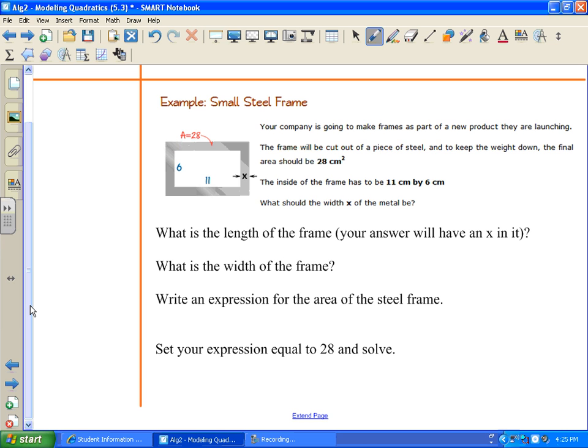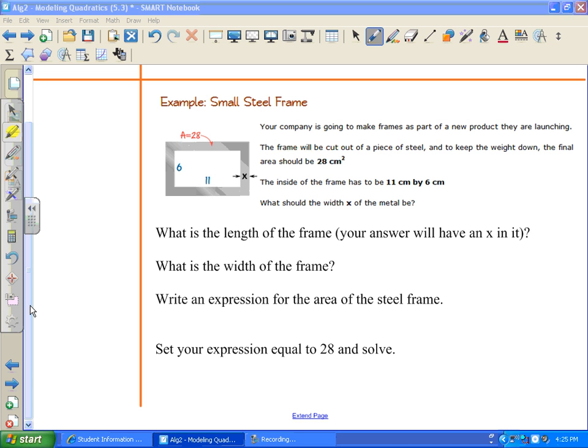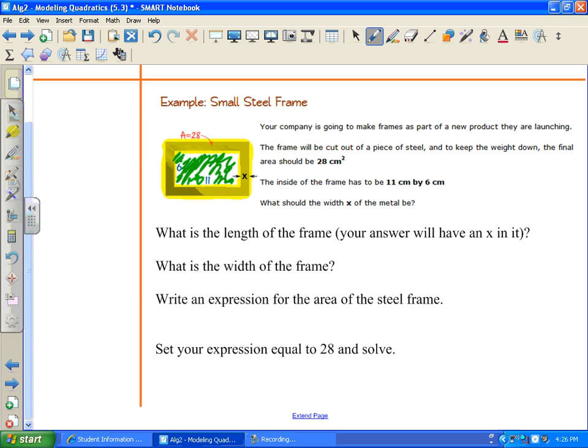That's talking about the area of the frame. It's talking about this right here. That is going to be 28 centimeters. The inside of the frame, whatever you're going to put in it, has the dimensions of 6 centimeters by 11 centimeters. That means the inside is going to be 6 by 11. And if that's what we're going to have happen, the question is, what's going to be the width? And that's what we're asking.